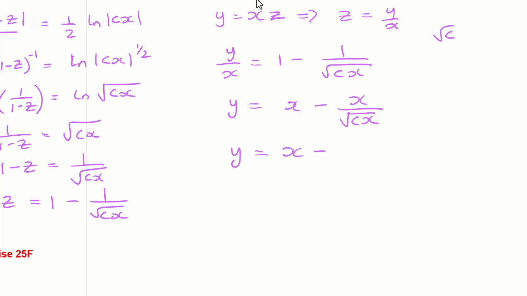And then we could write that as y equals x take away, so root cx is root c root x. And if we've got an x on top there, x divided by root x ends up being root x. And we can just say 1 over root c is another constant, such as a. So we get y is equal to x take away a root x.